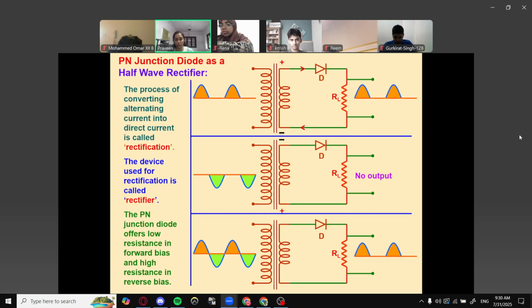Okay. Now, once you complete that writing, the PN junction diode offers low resistance in forward bias and high resistance in reverse bias. Continuing, you need to write a few more sentences related to it. That is, it conducts current only in one direction.